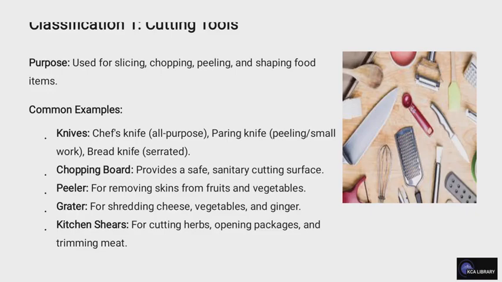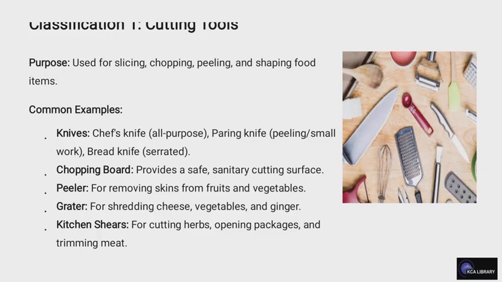The cutting tools are used for slicing, chopping, and peeling, also for shaping food items. The common examples are knives, and we have different types of knife. We have the all-purpose knife, we call it the chef knife. We have the paring knife, which is used to peel and do small work. We also have the bread knife, which is usually serrated.